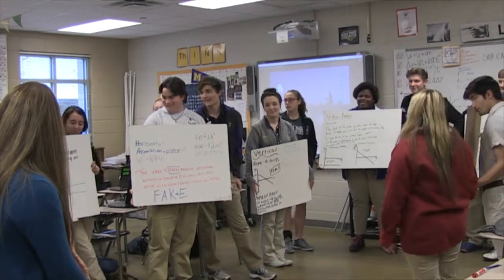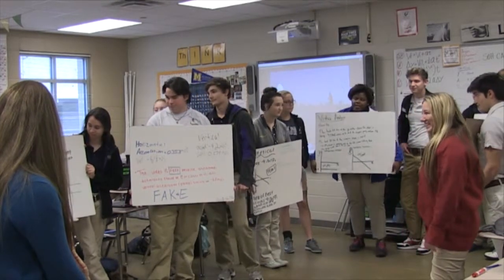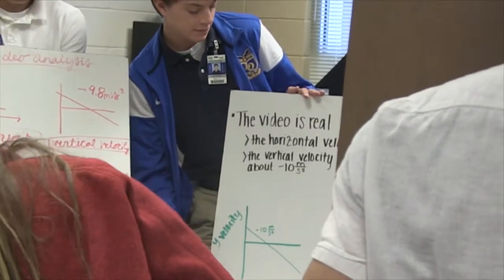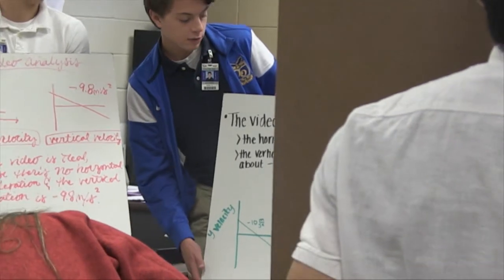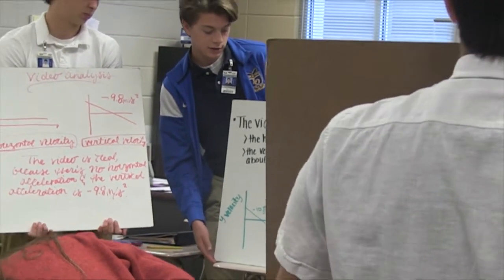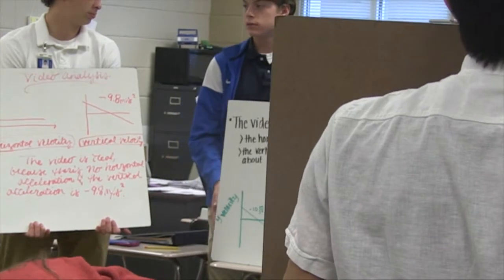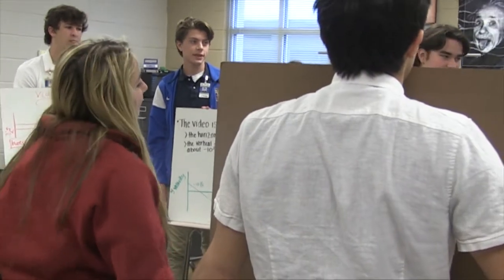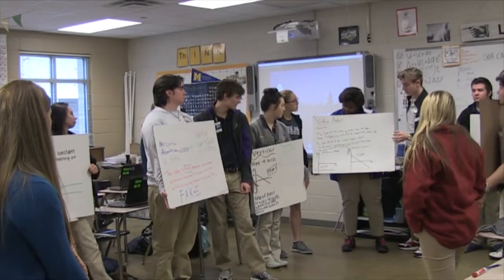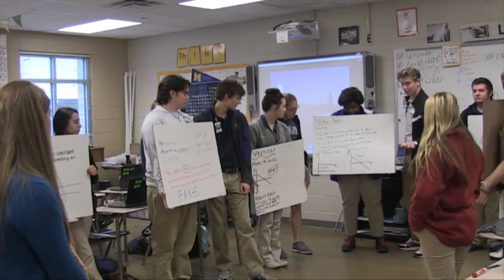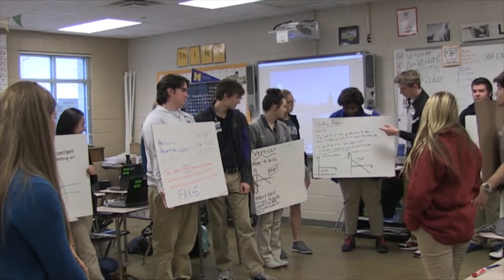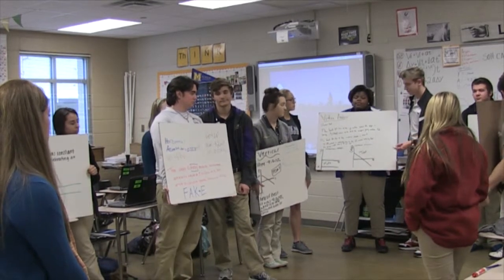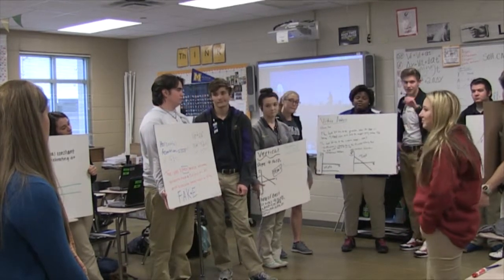Okay, well, Jack and Caitlin? We said that the video was real because the horizontal velocity was constant with a negligible slope of 0.0 something. And the vertical velocity was at negative 10 meters per second, which is almost consistent with gravity. We had about the same thing in our reasoning. The slope was 0.09, which is pretty much 0, which is the constant for horizontal motion, and our vertical slope was negative 9.178, which is close enough to negative 9.8. So that's why we're saying it's real, because those two things tie in with a real projectile.